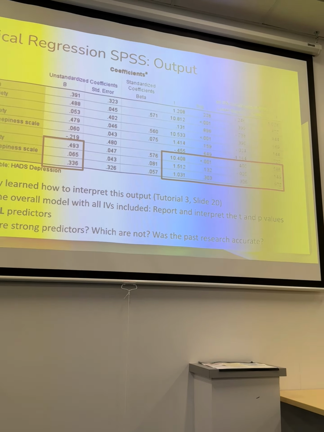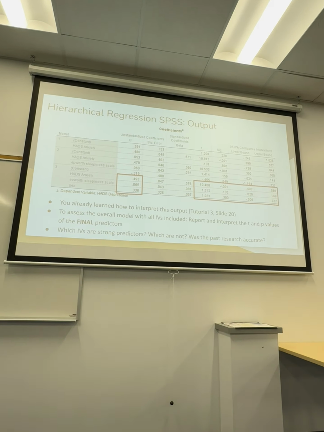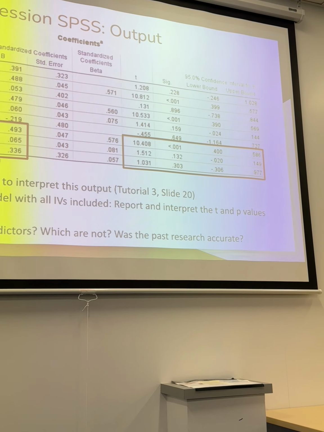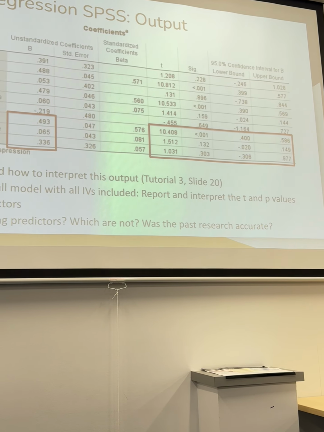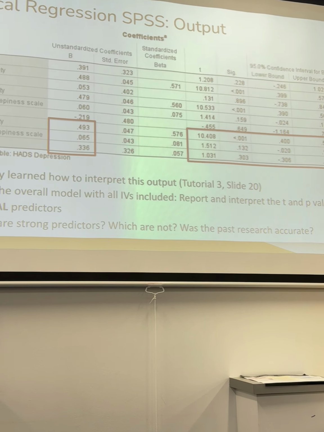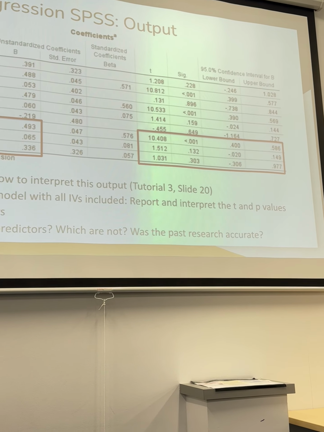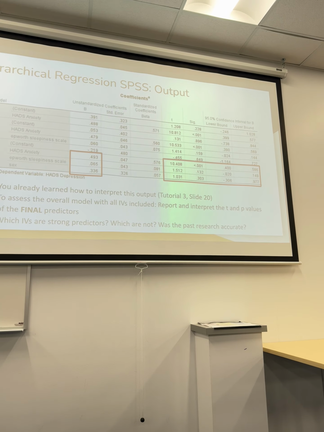Okay, same thing for sleep. Get all of your statistics lined up, because that way you can do the sounding-it-out thing. We can follow it, track it across, and it makes it a little bit more cohesive when you write it all out and interpret it. T-value for sleep is 1.512.